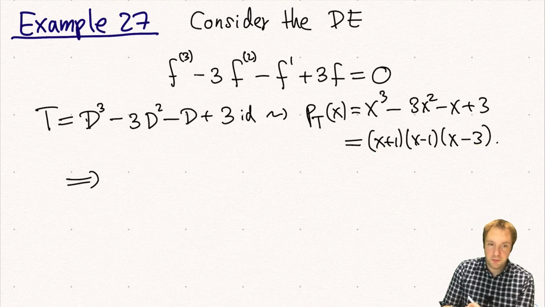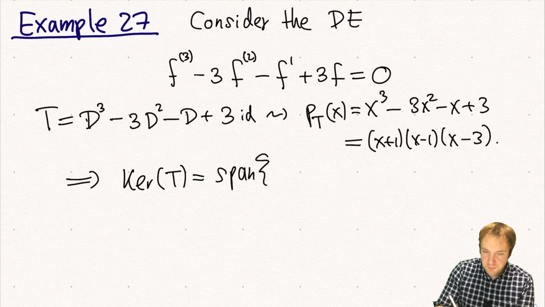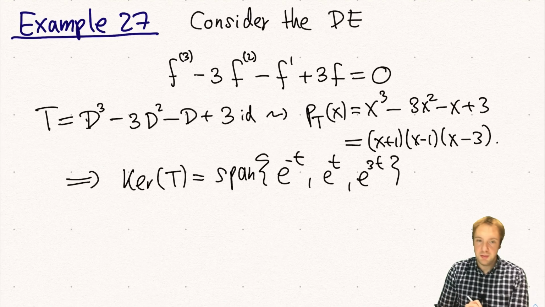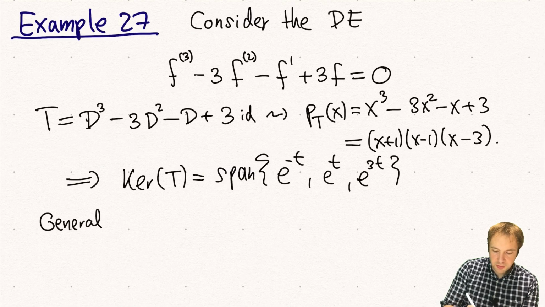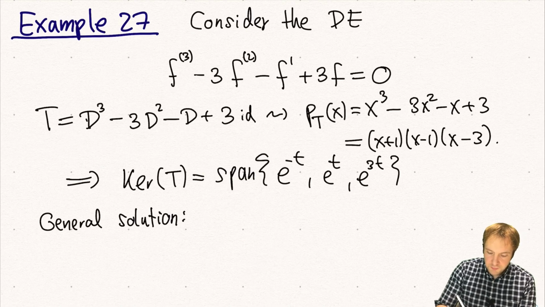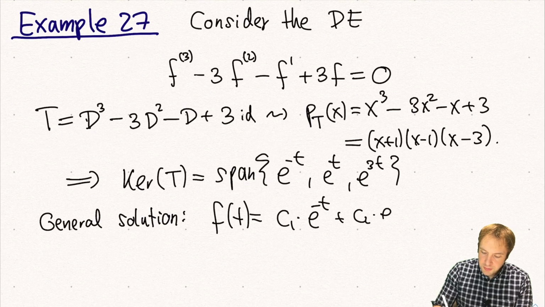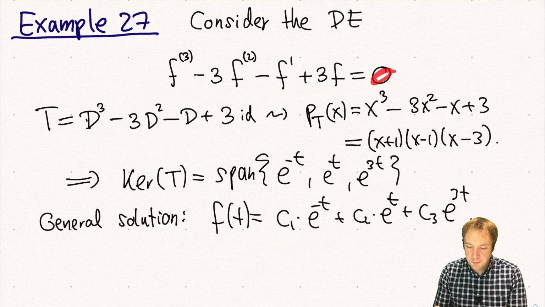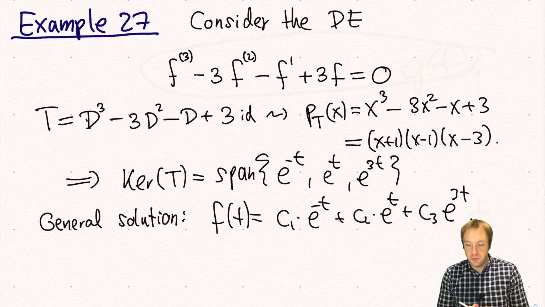And then by the corollary, we see that the kernel of this differential operator has a basis given by e to the minus t, e to the t, e to the 3t. And therefore the general solution to this equation is given by f of t equals some multiple of e to the minus t plus some multiple of e to the t plus some multiple of e to the 3t. And this gives all solutions to this equation. And if there were some function g of t here, we would need to find one particular solution, and then we could add this particular solution here.